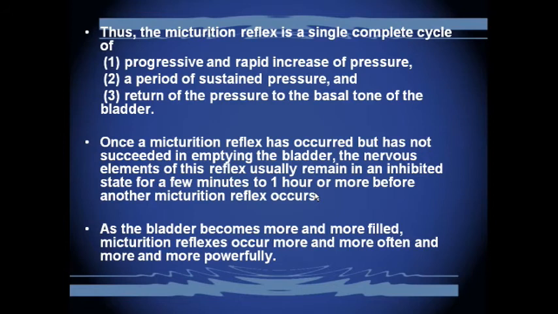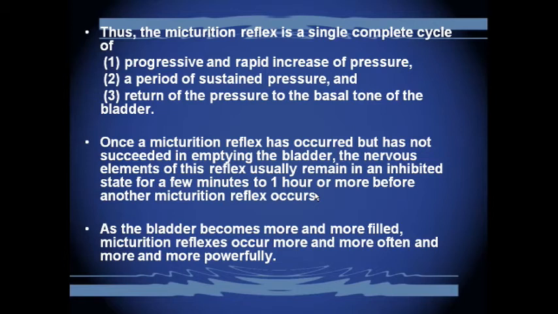So the micturition reflex is a single complete cycle of progressive rapid rise of pressure, sustained pressure, and return of pressure to the basal tone of the bladder. So this completes the cycle. Progressive rapid increase, sustained pressure, and subsequently at the end, return of pressure to the basal tone. Once the micturition reflex has occurred but has not succeeded in emptying, the nervous elements of this reflex usually remain in an inhibited state for a few minutes to an hour.